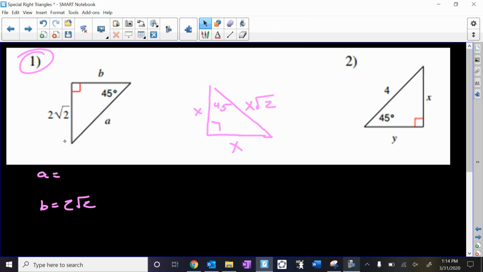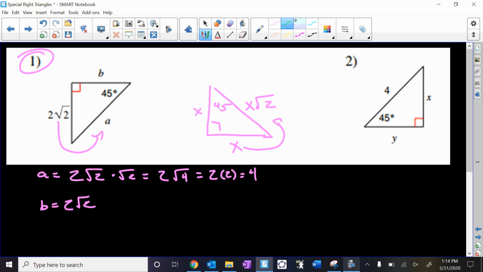To get your hypotenuse, now I'm going from a leg to the hypotenuse, like so. From a leg to the hypotenuse, we're going to multiply by the square root of 2. So 2 square root of 2 times the square root of 2 ends up being 2 square root of 4, which we know the square root of 4 is 2. 2 times 2 is 4, which is the value of A.